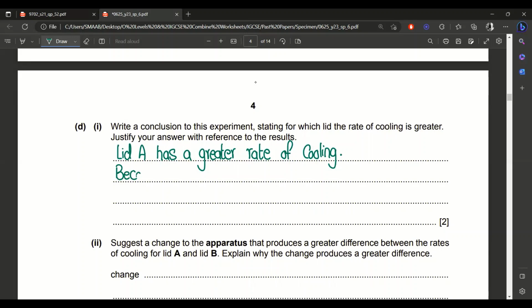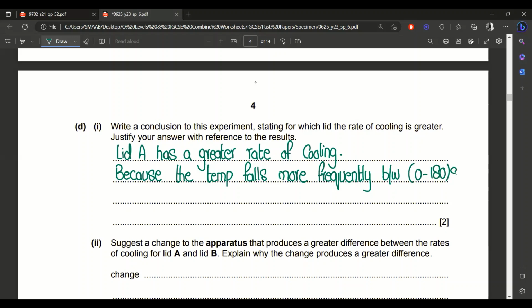So we can write: because the temperature falls more between 0 to 180 seconds as compared to the beaker with lid B, right? Yeah. So that is also very simple.